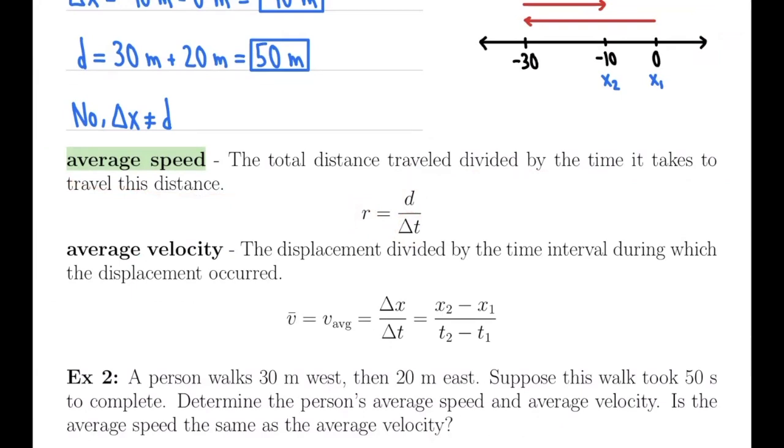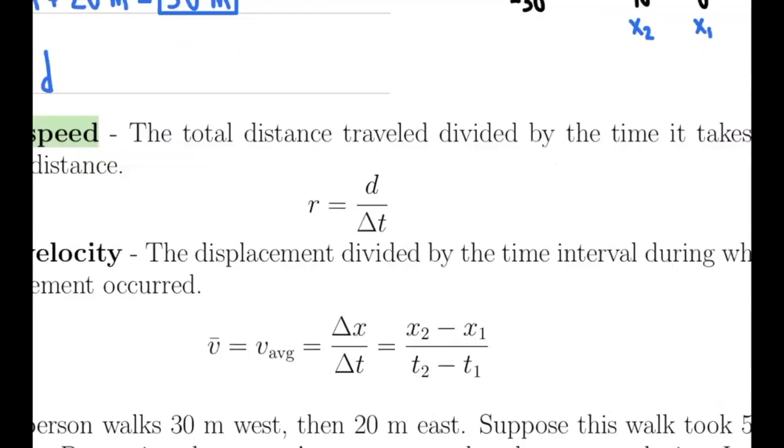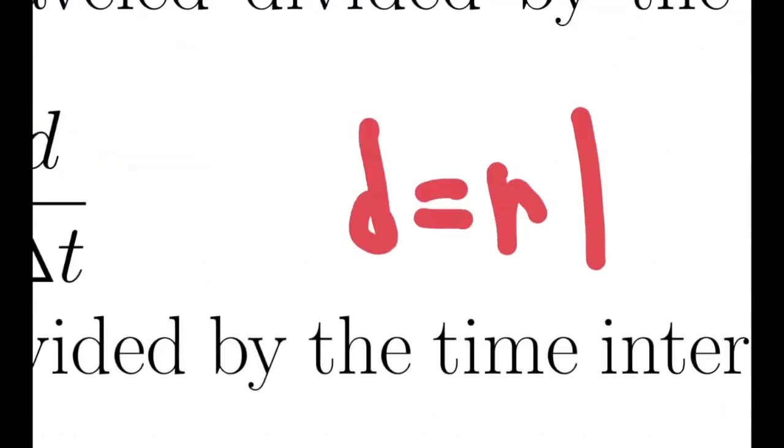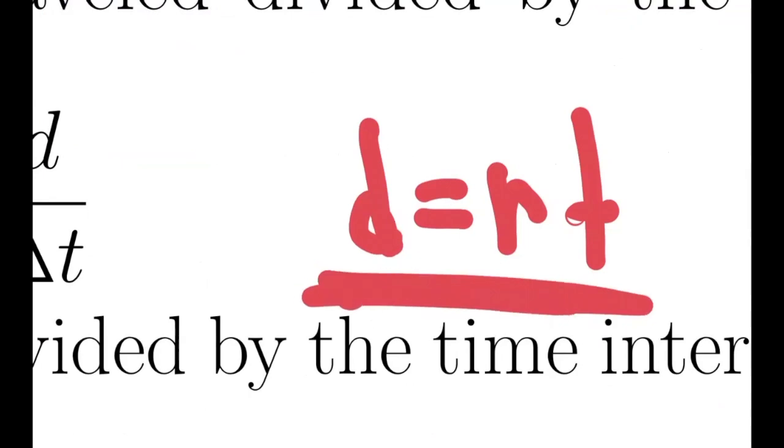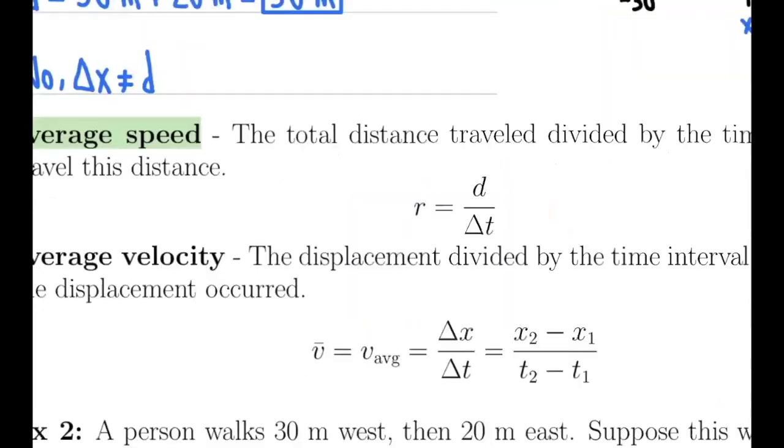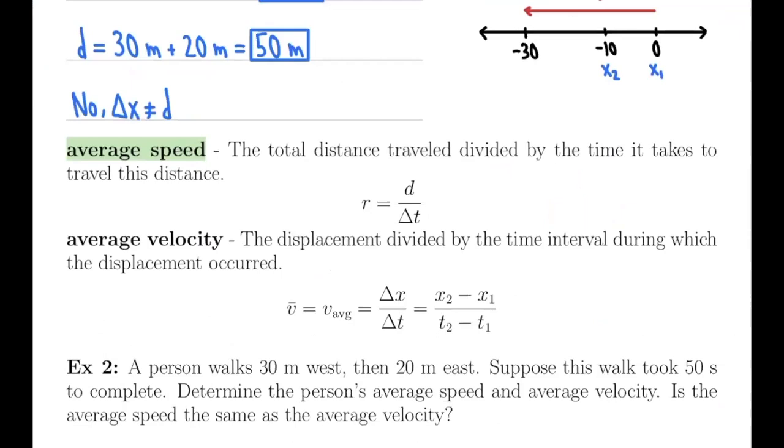Okay, I know it looks weird, but R was used in distance equals rate times time. Remember this formula? R was the average speed there. This is like from algebra. So R stands for rate? Yeah, think of it as rate.